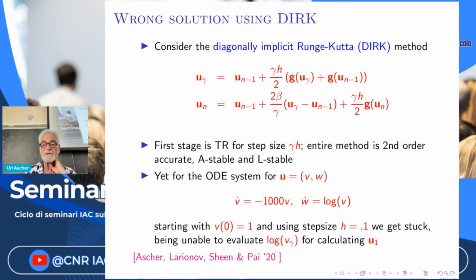If you look at the system dv/dt equals minus 1000 v and dw/dt equals log v, with v0 equal to 1, and you take step size 0.1, which you should be able to do because we're looking at h much greater than epsilon, then this v will become negative, and then you cannot calculate the logarithm here. You can have wrong solutions that arise in this case as well.